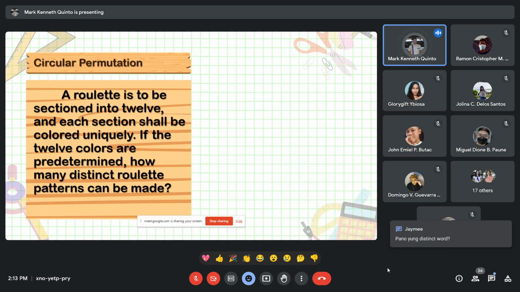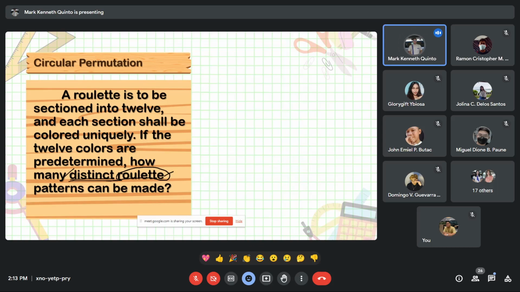What about the word distinct? Actually, yes, we have the word distinct here. But as you can see, we still have the word roulette, and a roulette is actually round. So the distinct is just there to confuse. This one was part of our pretest also. I think most of you got confused with the word distinct. But I stick with the word roulette. That is why it is circular permutation.